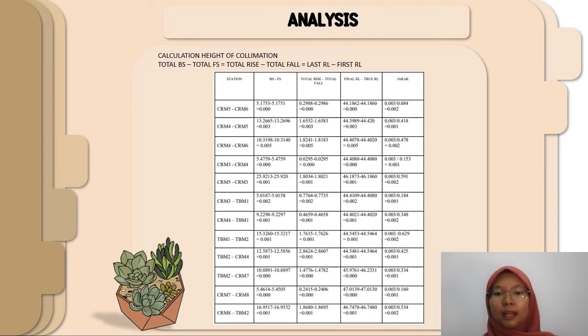You can see the data that we collected from the level, and we calculated all of this and found it is closed because it's under 0.003, like in the lab sheet given.